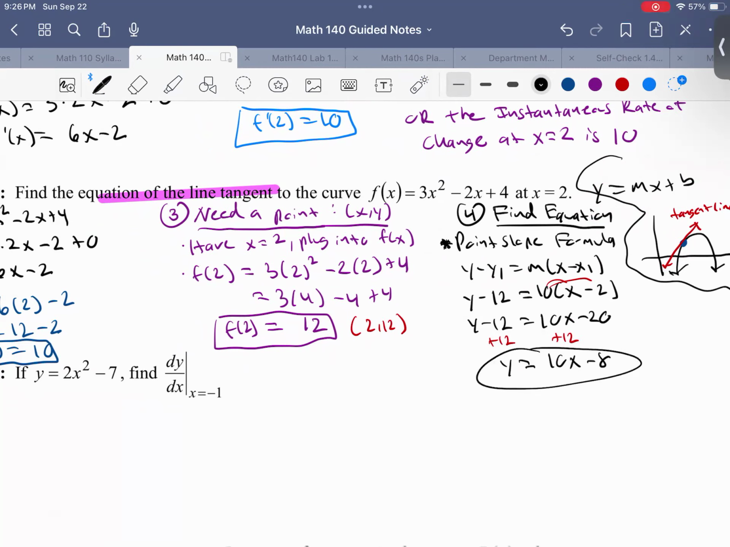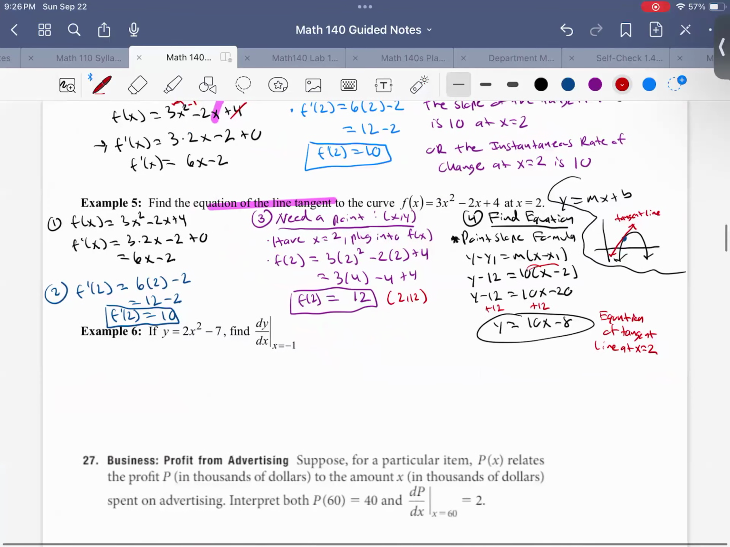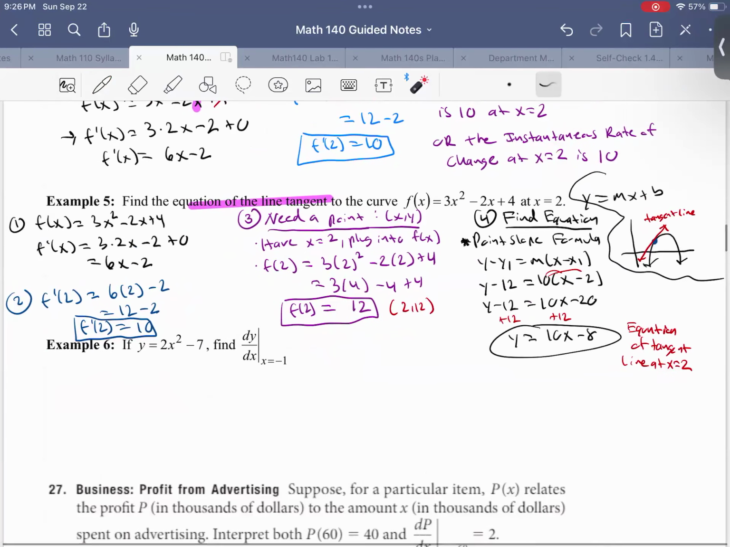And that is my equation of a tangent line at x equals 2. And that's really how you do it. So if in the homework you're given find the equation of a tangent line, just do this four-step process.